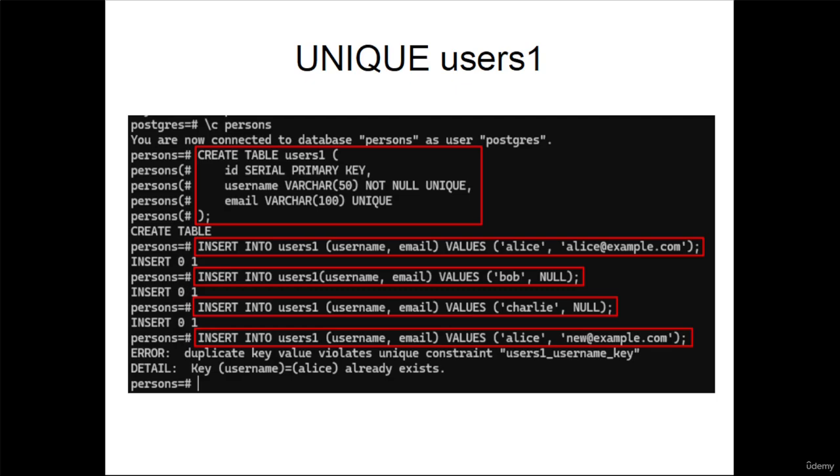INSERT INTO users1 (username, email) VALUES ('Alice', 'new@example.com'). Result: fails. Why? The username Alice already exists from the first insert, violating the unique constraint on username. The email new@example.com is unique and would be fine, but the username conflict causes the failure.